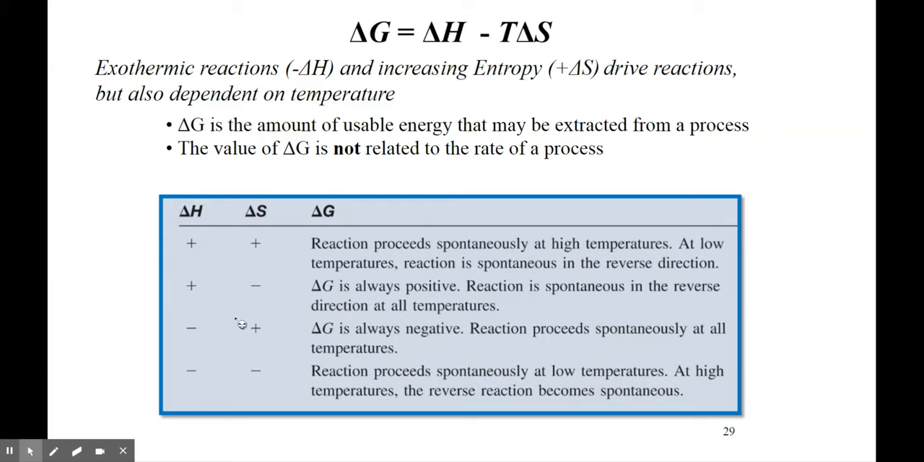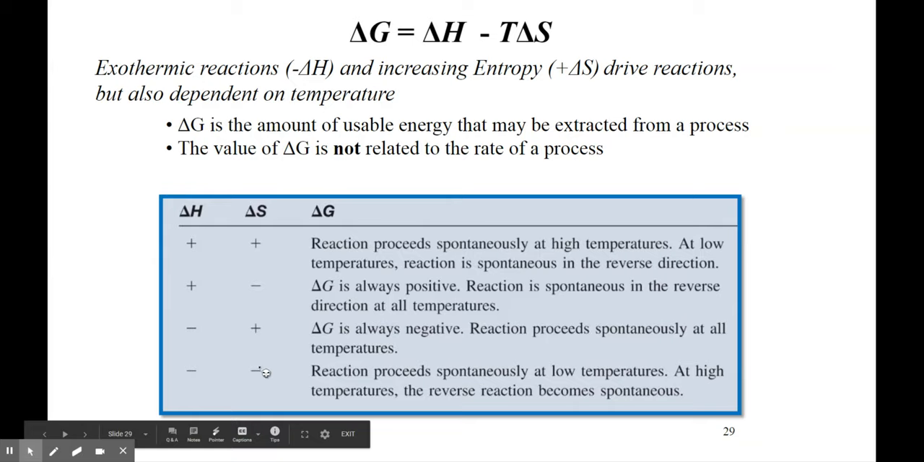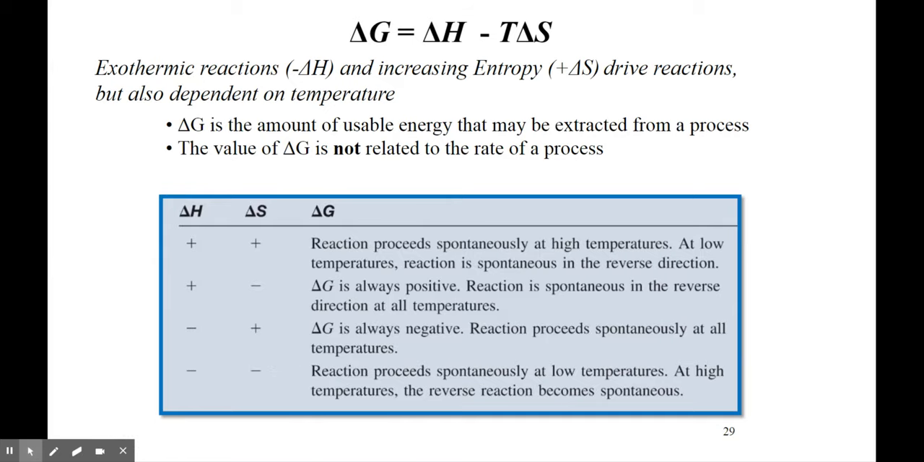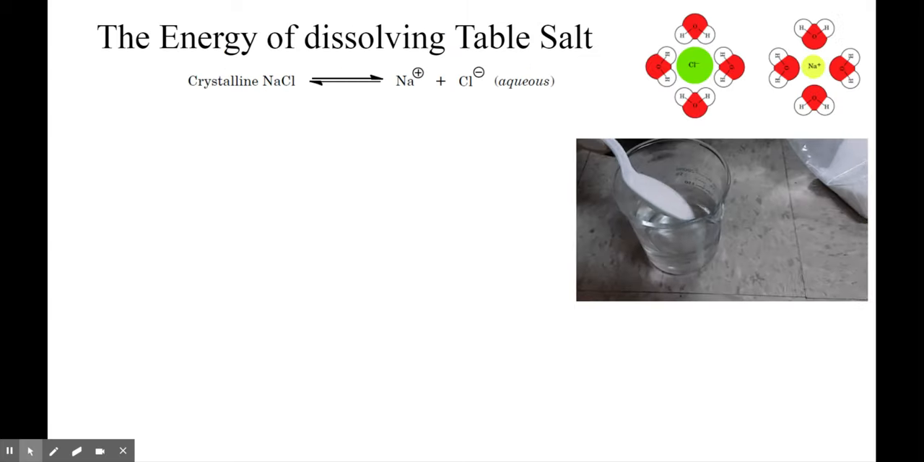However, if you really want a reaction to go forward all the time, it's exothermic and increases entropy, then at all temperatures it's going to be spontaneous. However, if it's exothermic but it decreases entropy, it would only be spontaneous at low temperatures, because as temperature goes up, the entropy factor goes up and would make it non-spontaneous as soon as delta G hits zero.